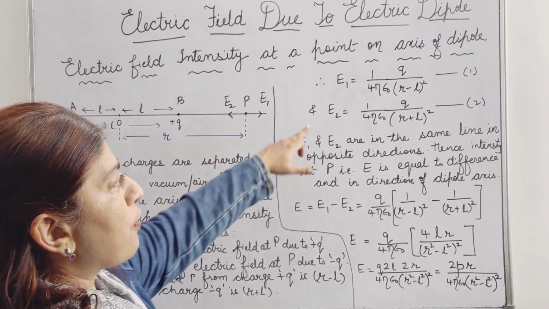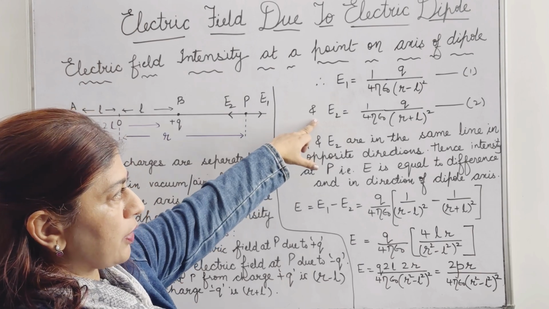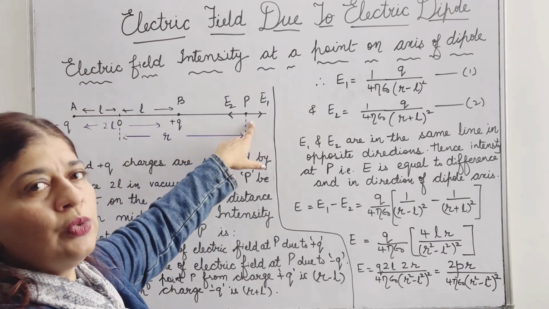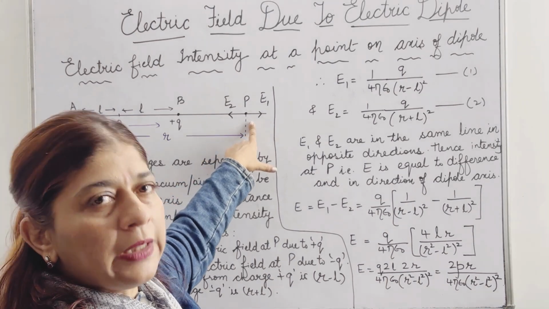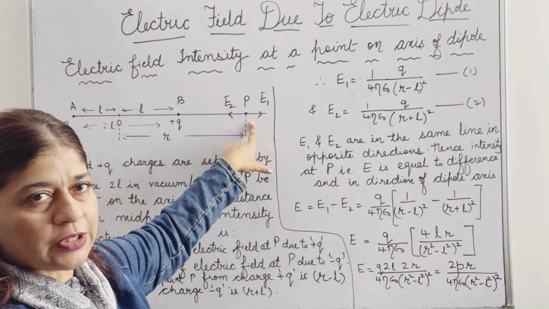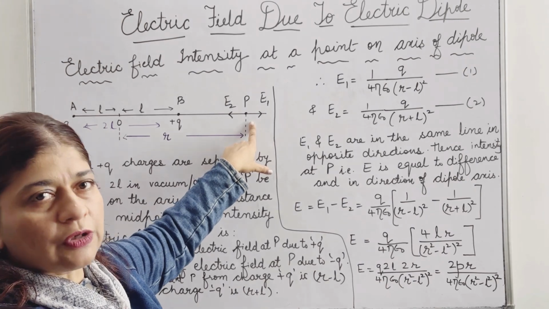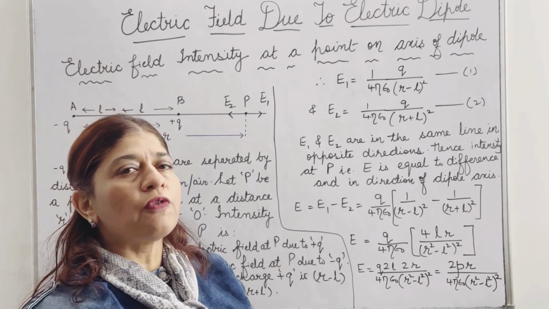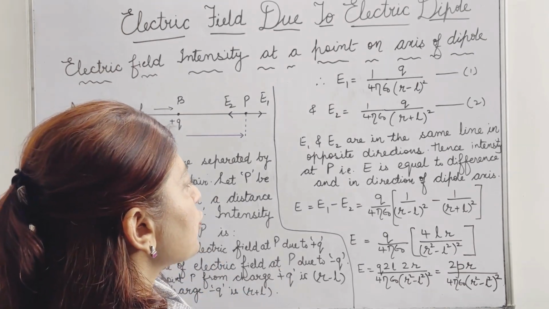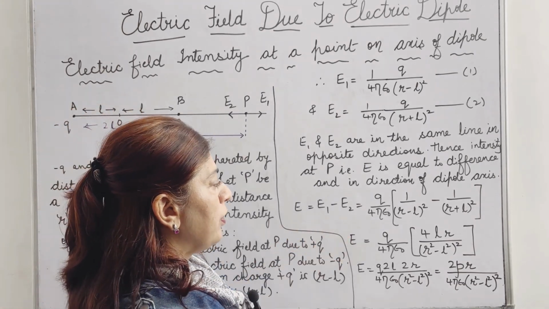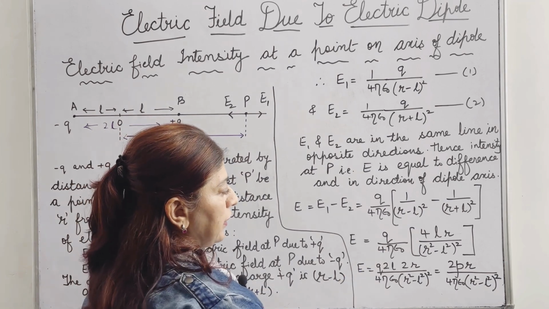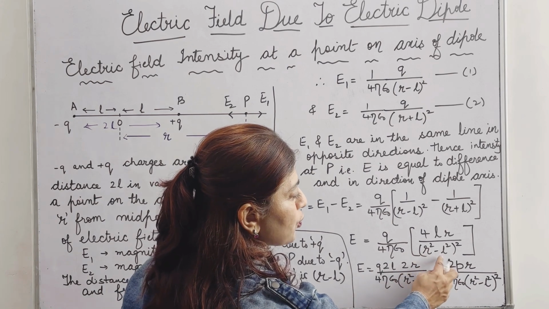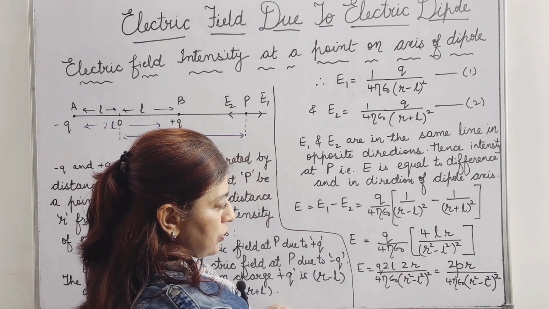And similarly, we have found out for the minus q charge. Now, at point P, we have two electric fields of equal magnitude but opposite in direction. So, the net electric field experienced by the unit charge at point P will be the difference of these two intensities. So we find E1 minus E2, and solving this, we get q into 4LR over 4 pi epsilon naught, R square minus L square whole square.